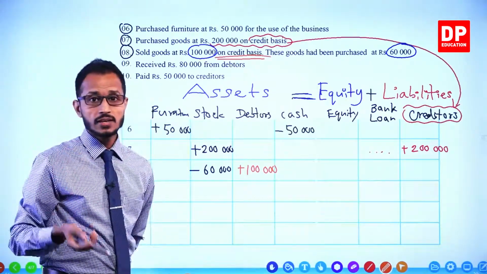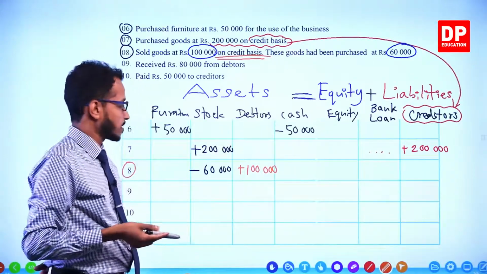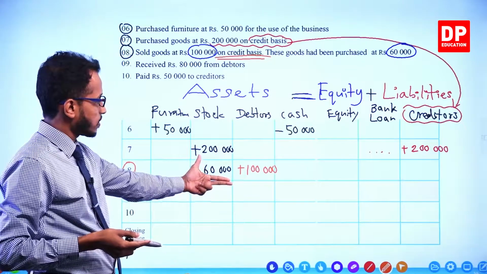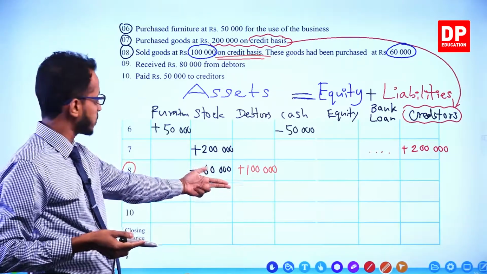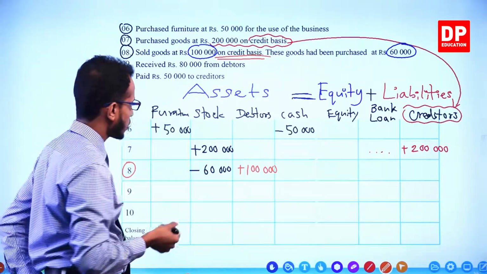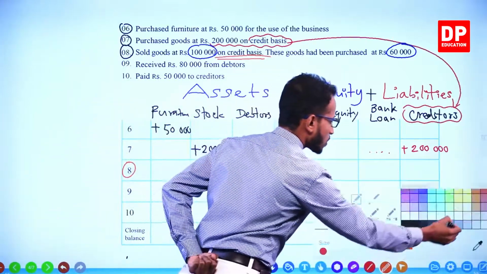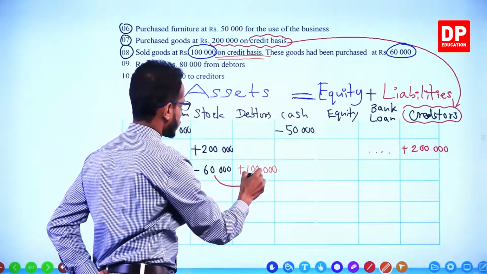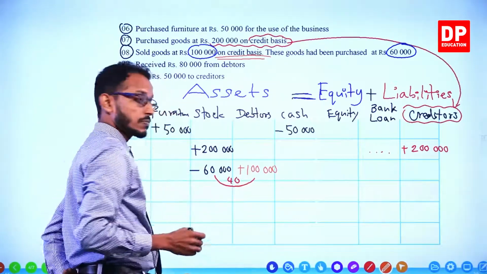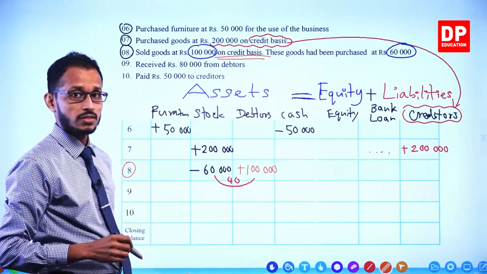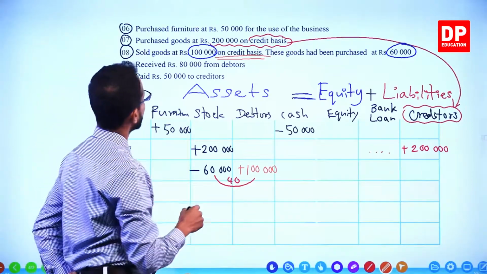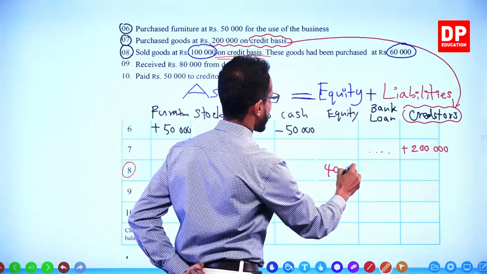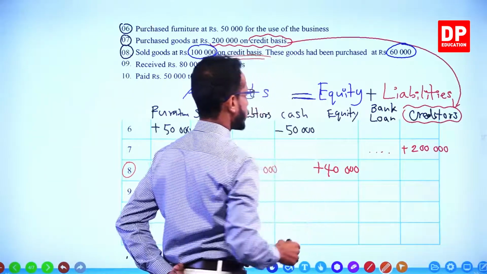And there's something else. Did you notice that? There's a difference here. Yeah, 40,000 difference. When we go from 60 to 100, there's a 40,000 difference. That difference is what? Profit. Very good. Profit belongs to the owner. Gets added to equity.